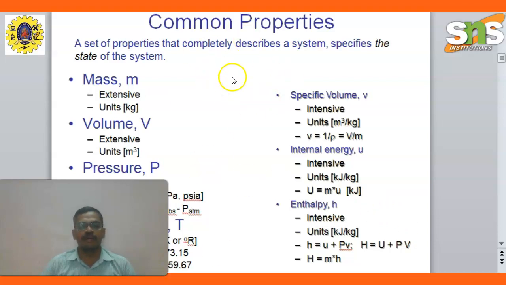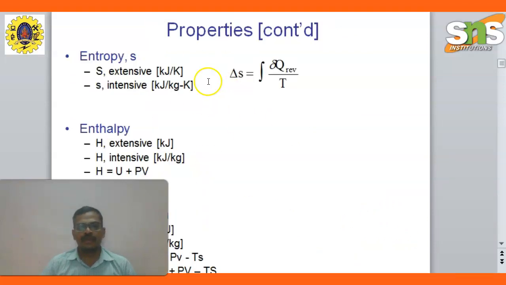These are the common properties. The properties continue. The entropy S, intensive and extensive. Enthalpy extensive kilojoule, intensive kilojoule per kg, h equal to u plus Pv. The Gibbs function, extensive kilojoule, intensive kilojoule per kg, mentioned.